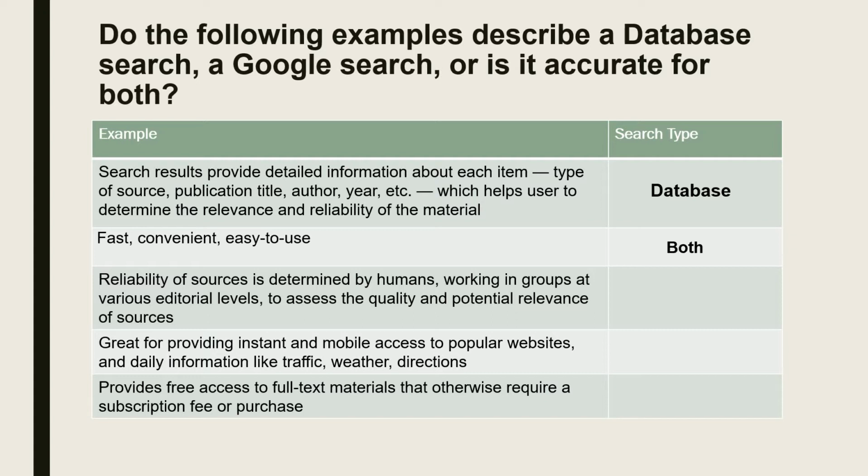Now, what reliability of sources is determined by humans working in groups at various editorial levels to assess the quality and potential relevance of the sources? That you can only get in a database. Google uses algorithms, so everything is automatic and it's not read over by a person. Which one is great for providing instant and mobile access to popular websites and daily information like traffic, weather, and directions? You're probably guessing right, it is Google. Which one provides free access to full-text materials that otherwise require a subscription fee or purchase? Luckily, the database, the one that we have through the library at Conestoga.